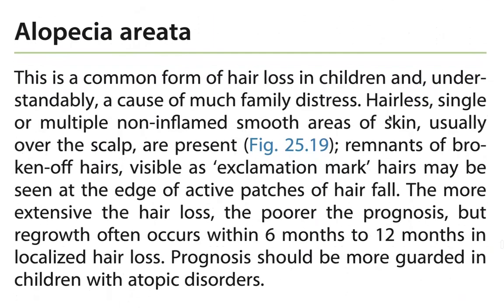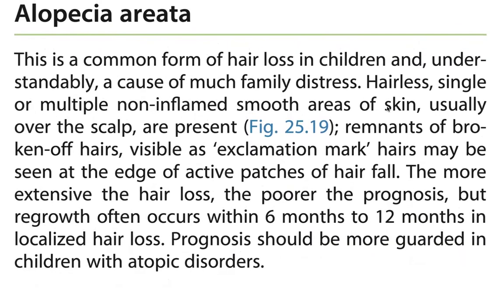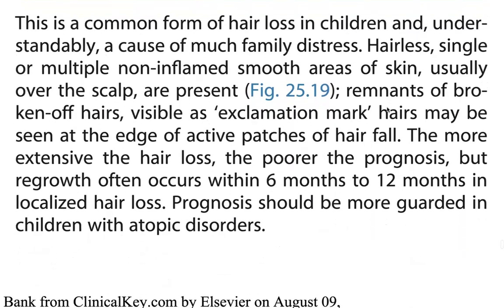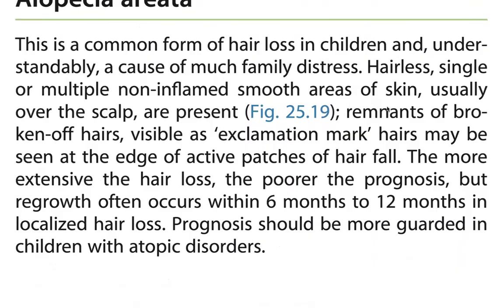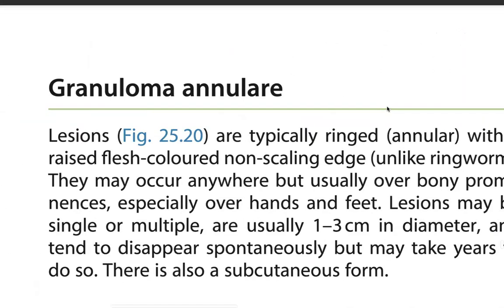Alopecia areata is a common form of hair loss in children and understandably a cause of much family distress. It presents as single or multiple hairless, non-inflamed, smooth areas of skin on the scalp. Remnants of broken-off hairs are visible, and exclamation mark hairs may be seen at the edge of the active patches. The more extensive the hair loss, the poorer the prognosis. Regrowth often occurs within 6 months in localized hair loss. Prognosis should be more guarded in children with atopic disorders.